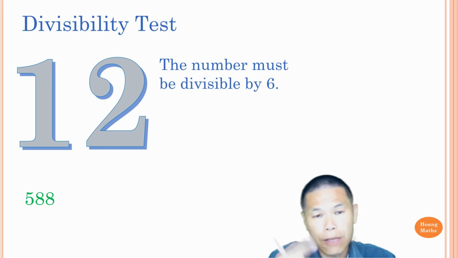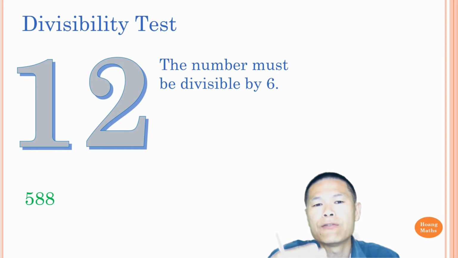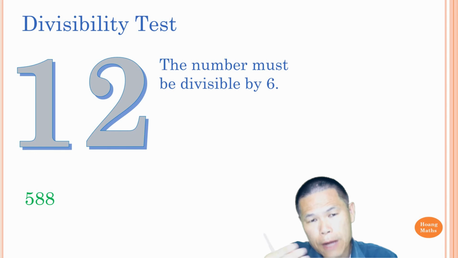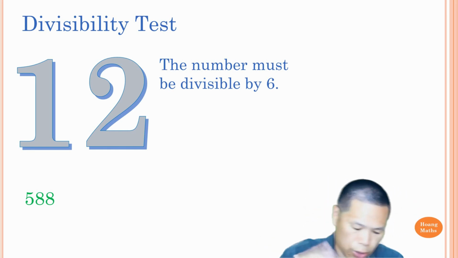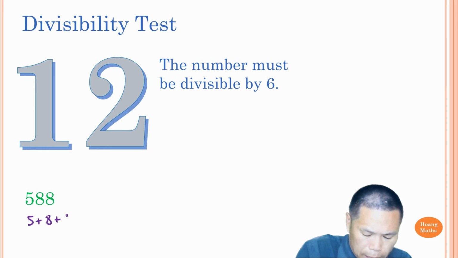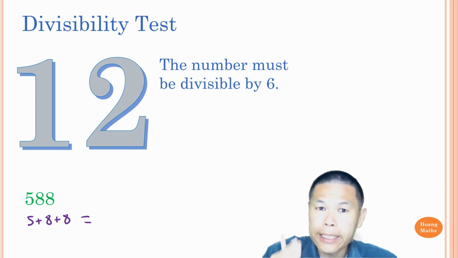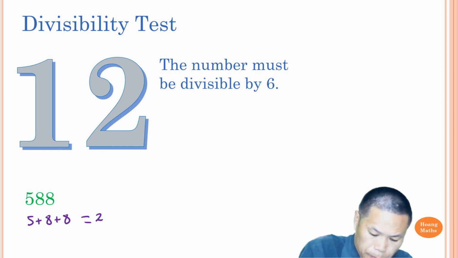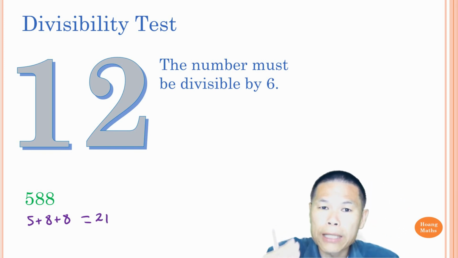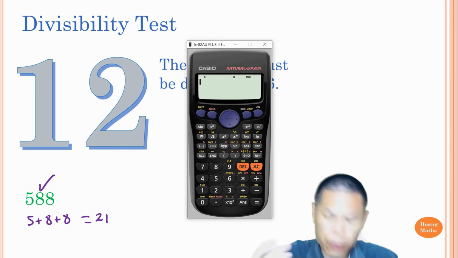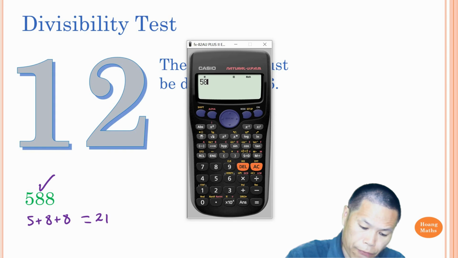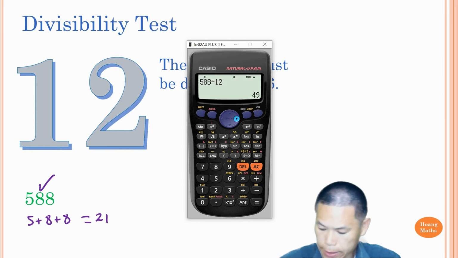So first thing is it's even. Then we need to work out whether it's divisible by 6. So therefore, we work out 6 is a multiple of 3, right? So we just add the digits together to work out whether it is divisible by 3 or not. 5 plus 8 plus 8. So 8 plus 8 is 16. Add 5 is 21. So it is divisible by 3. So therefore, this number is divisible by 12. Okay, so we can just check it. So if you like, 588 divided by 12. There you go, right?